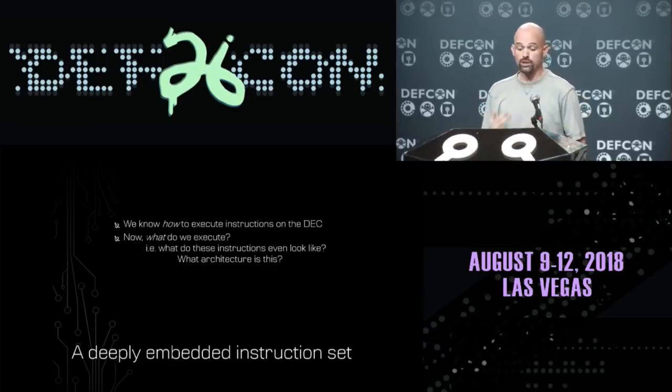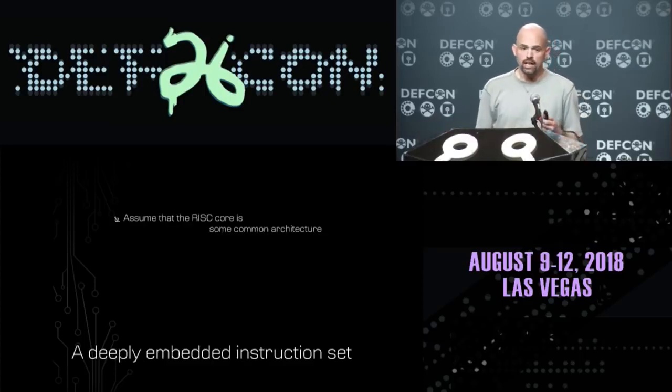So now we found the bridge instruction. I know how to send instructions over to that deeply embedded core. So the next question is, what do we want to execute on this alternate instruction set? What do these instructions even look like? What architecture am I even dealing with? Ideally, moving forward, I would just assume that this other architecture is probably some known common architecture.